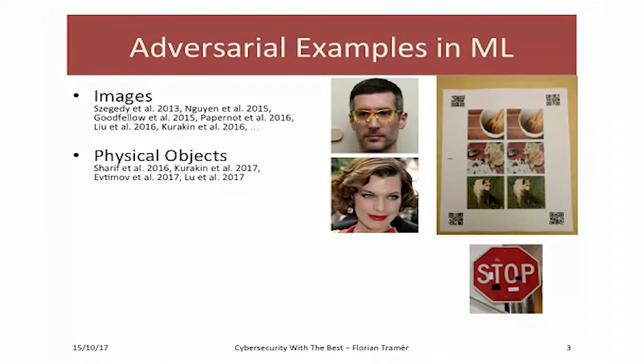Other work in this space has looked at other types of physical artifacts. On the top, you can see a really nice work by Lujo Bauer's group at CMU, where they printed out these weird-looking glasses that fool facial recognition systems. So here, with these glasses on, Lujo is actually recognized as a famous actress instead.